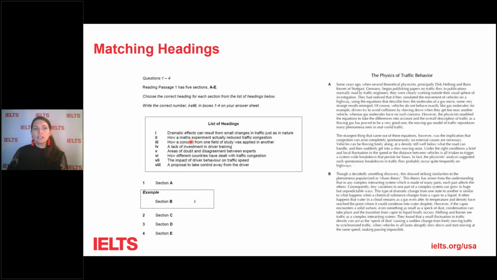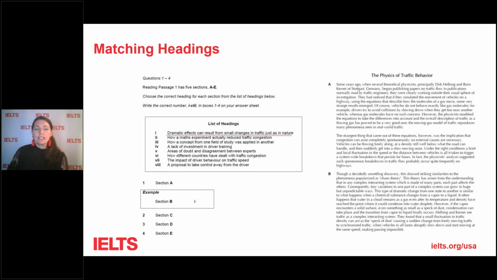To do this, you want to look at each of these headings and underline the keywords, dramatic effects, small changes, for example, and then you're going to be looking at the topic sentences of the paragraph. You don't need to read every single word of the passage. You're trying to quickly gain some information about what the main idea is, so start with the first 3 sentences of each section to do that.